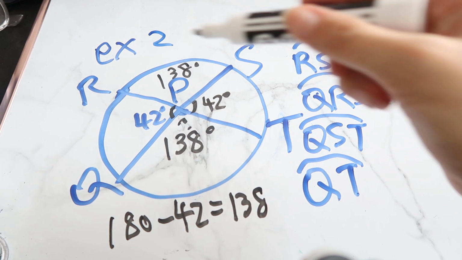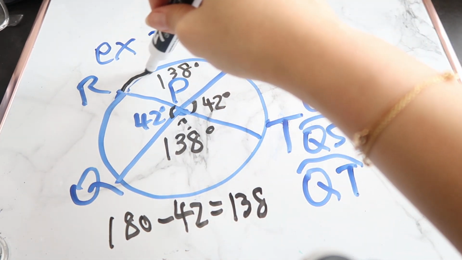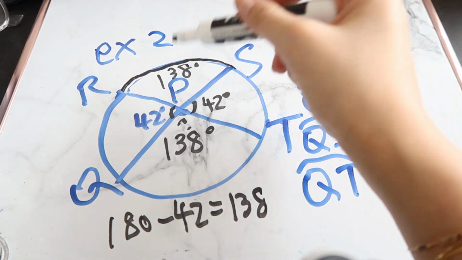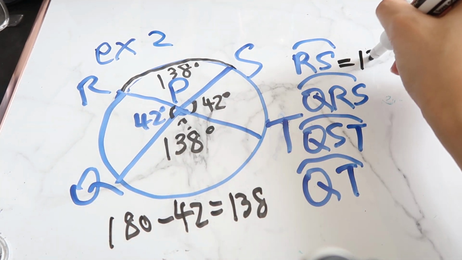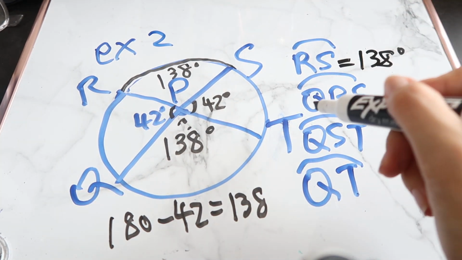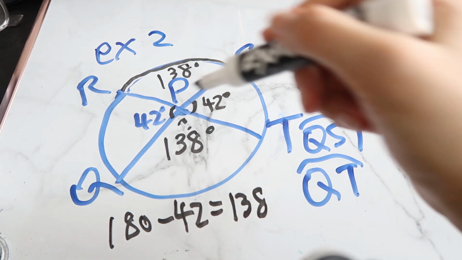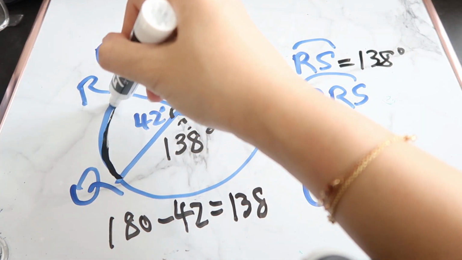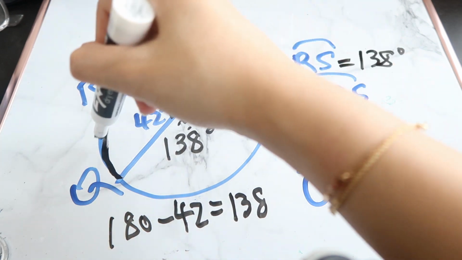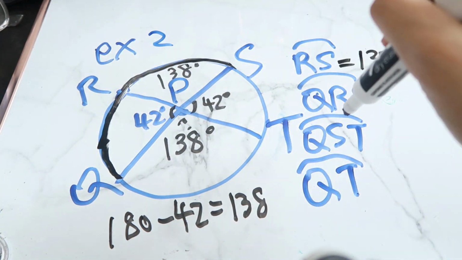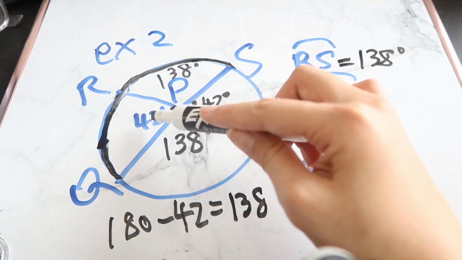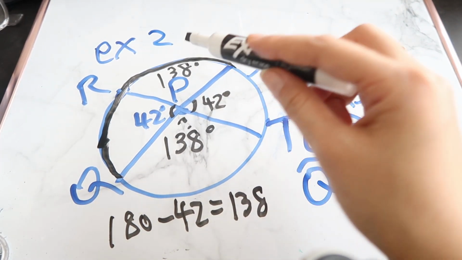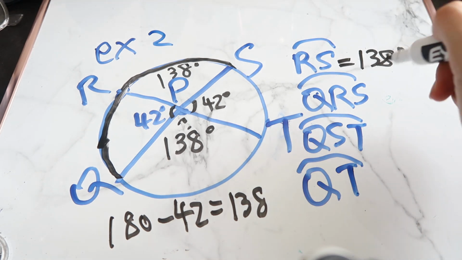So RS, from R to S, which is this one, there's no need to do more calculation, it's just 138. And then QRS. So you start with the first letter, go through the second letter, and then end at the third letter. So for this part, it covers both the 42 and the 138 part. So you need to add them. It will be 180.